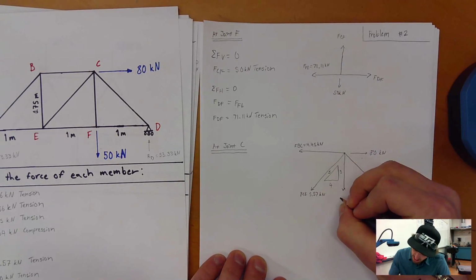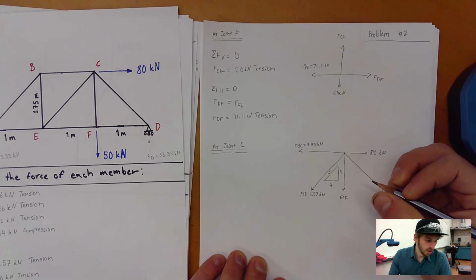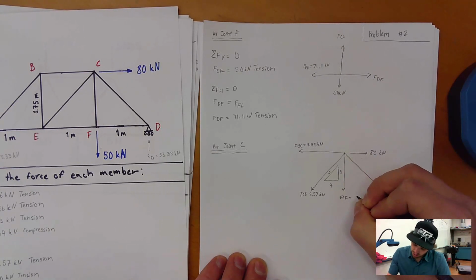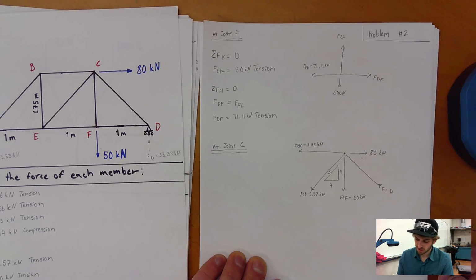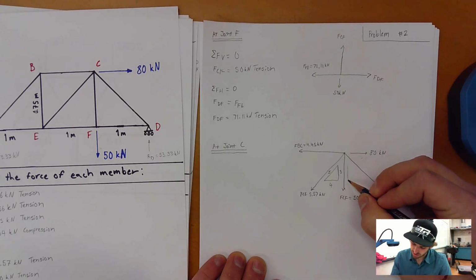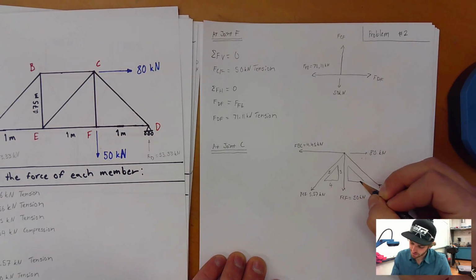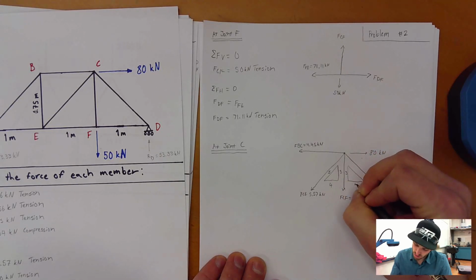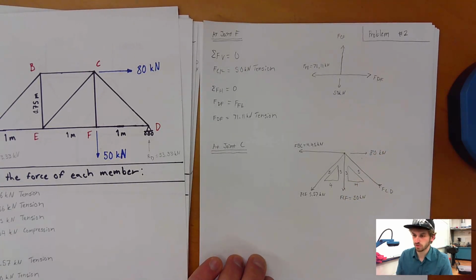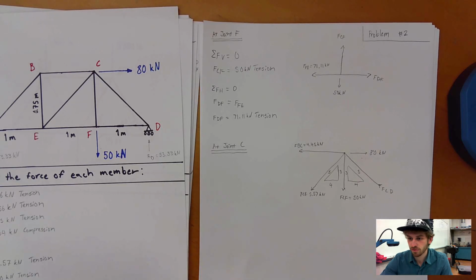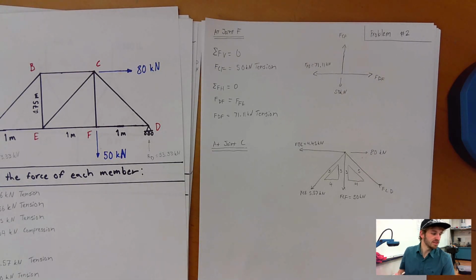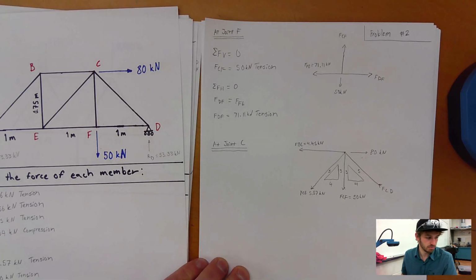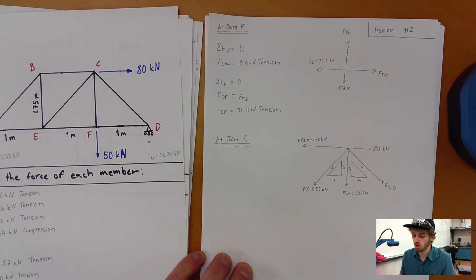Oh, we also know that this is FCF, which is equal to 50 kilonewtons. So we have most of the information already here. I'm actually going to draw this triangle for us too. 3, 4, 5. Beautiful. So this might be the most complex one to figure out because there's so much going on here.